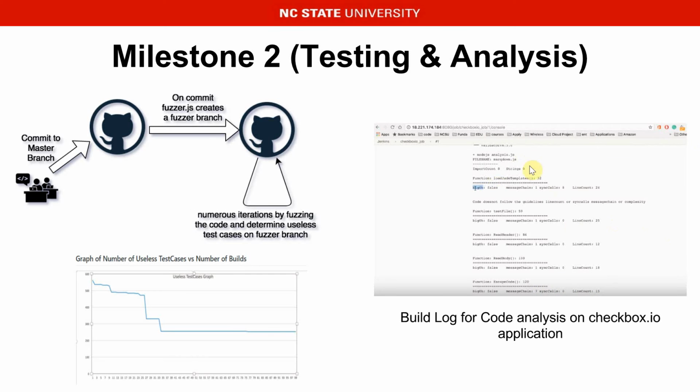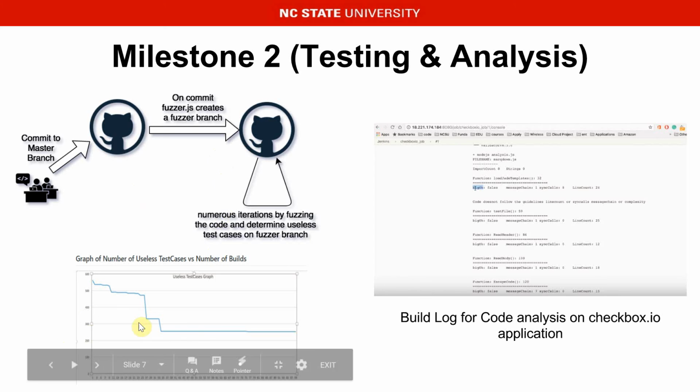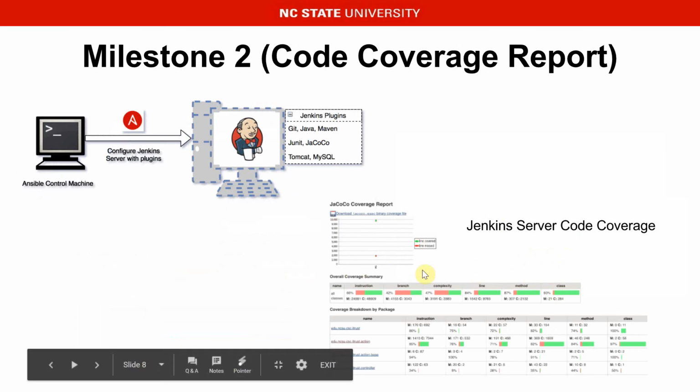So this is the build failing when the constraints are encountered. This is the fuzzing and the detection of useless test cases. And finally, this is the code coverage using the Jacoco plugin.